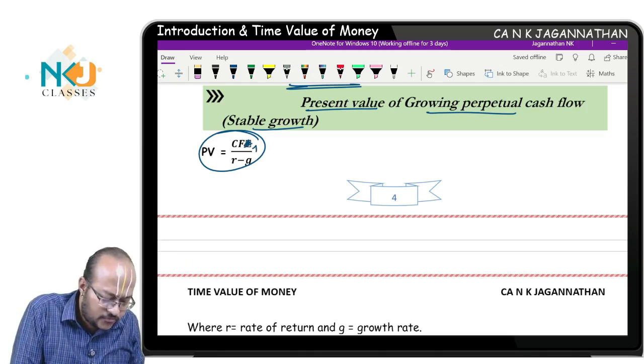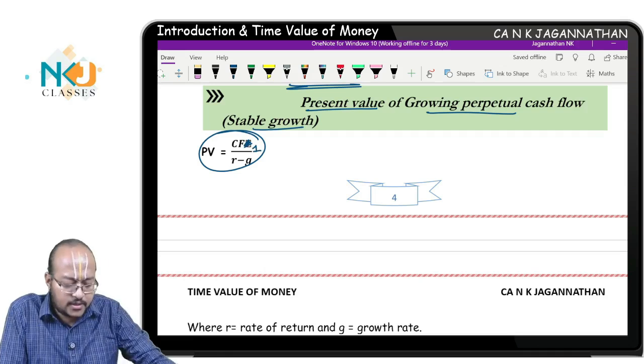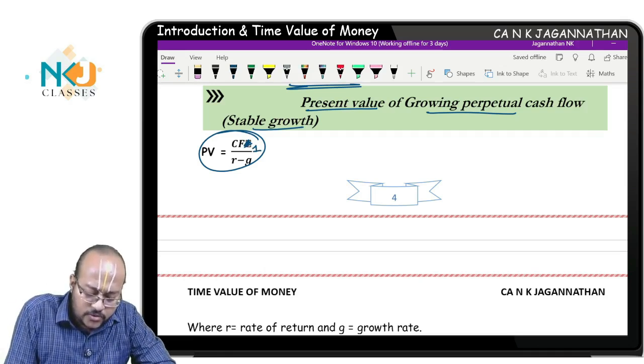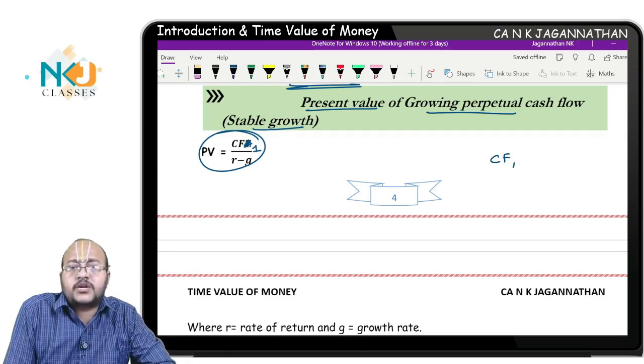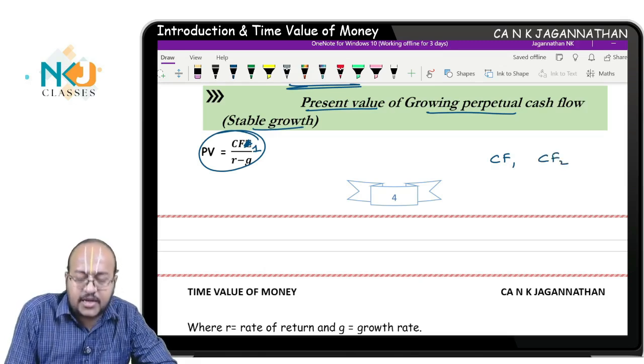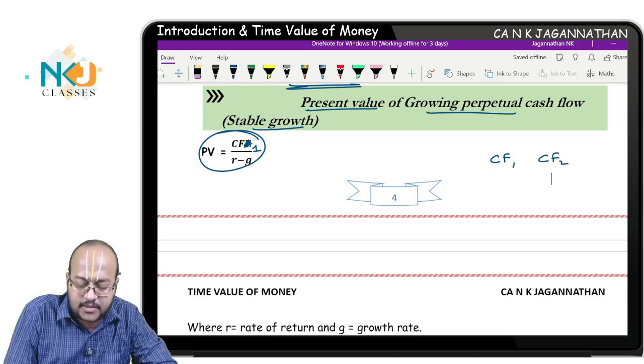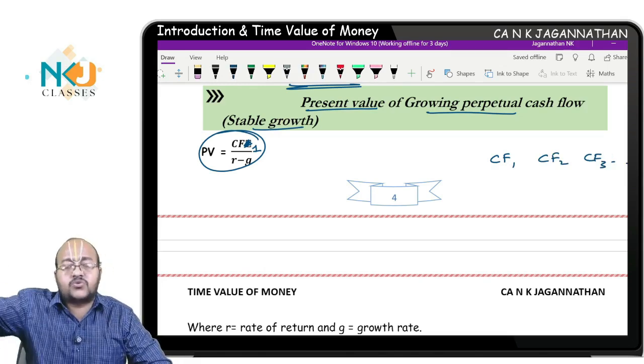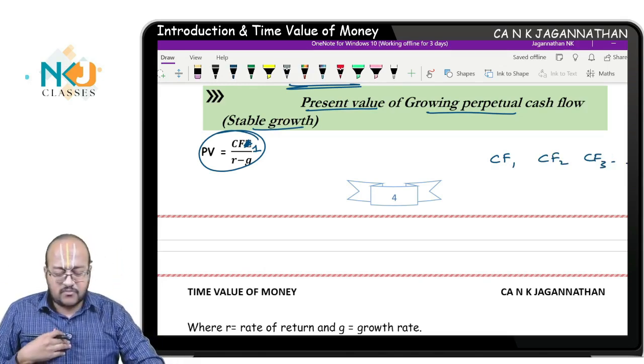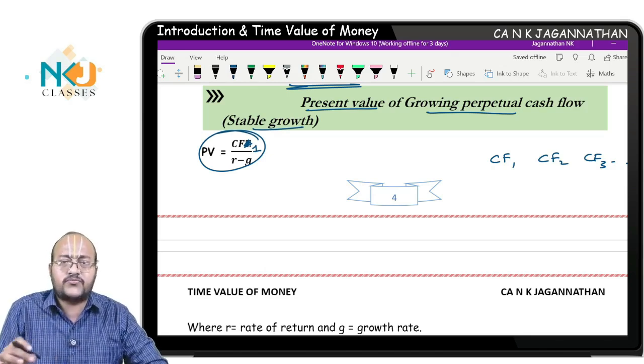There is a mistake. Cash flow 1. What is happening now? You are going to receive cash flow 1. What do we mean by cash flow 1? The cash flow which you receive at the end of year 1. Cash flow 2 is the cash flow which you are going to receive at the end of year 2. Like this, cash flow 3, cash flow 4 and so on. Correct? So how to find the present value of all these cash flows?